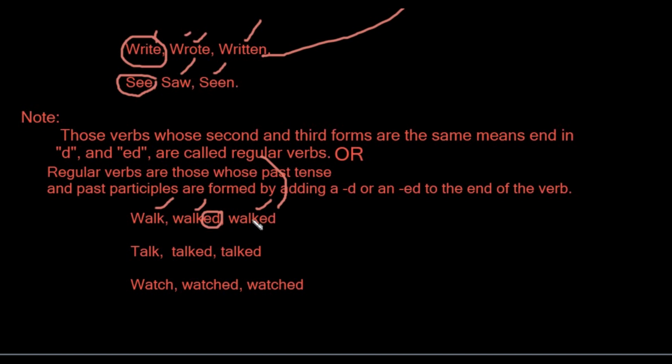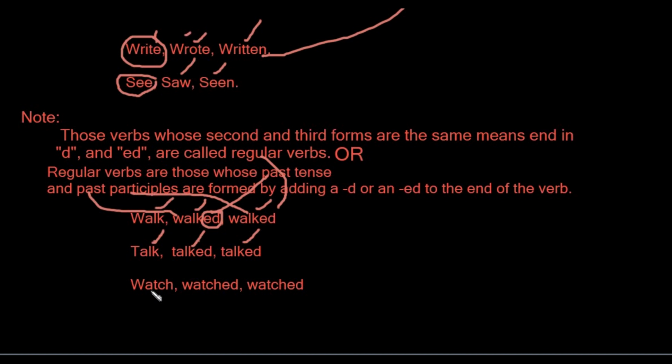The second and third form will be the same. Just like the second verb we have, talk. Talked and talked. This is the first form, this is the second form, which is also called the past form, and the third one is called the past participle. This is called the past participle, this is called the past form, and this is called the present form.